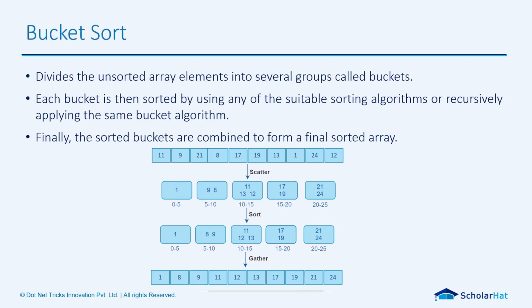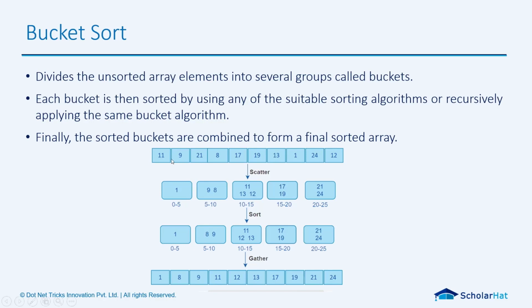So the next algorithm we're going to learn is bucket sort. Bucket sort is a very interesting algorithm. Here we divide the unsorted elements into several groups called buckets. Each bucket is then sorted by using a suitable sorting algorithm or recursively applying the same bucket algorithm. Finally, the sorted buckets are combined to form the final sorted array.